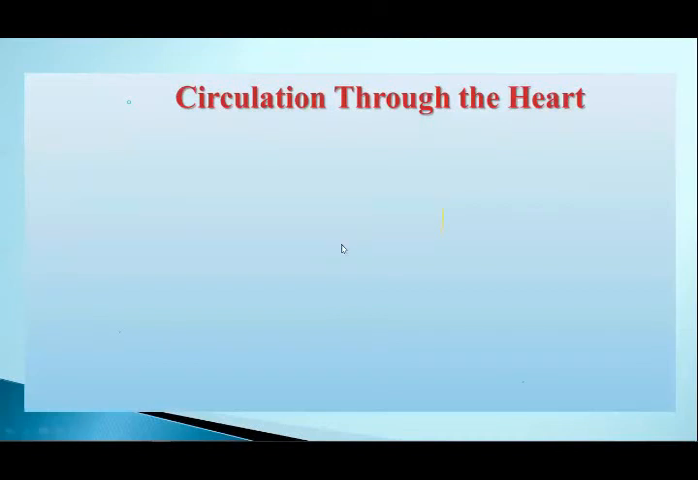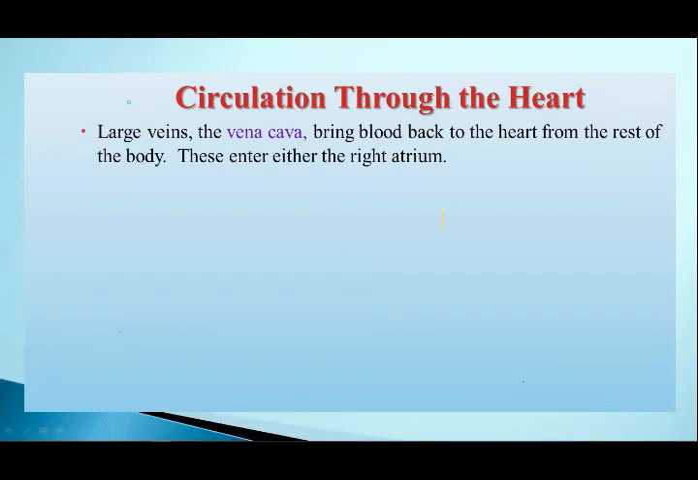Now, let's quickly talk about the circulation through the heart that we have just discussed. In fact, we are going to summarize it. So who brings the blood to the heart? The first answer to this is the large veins, and these large veins are called the vena cava. They bring the blood back to the heart from the rest of the body. This enters into the right atrium through two vena cavas.